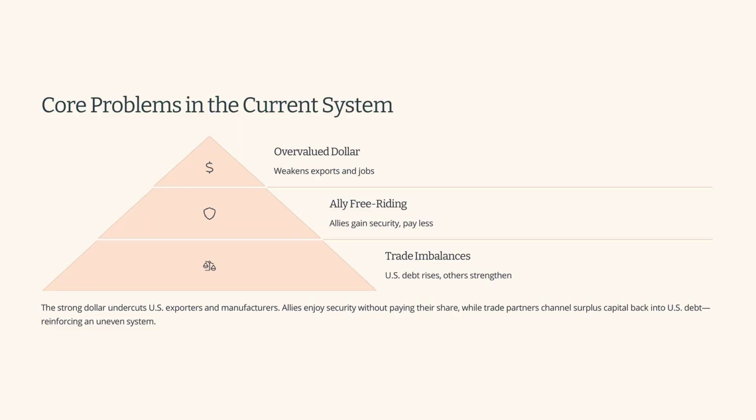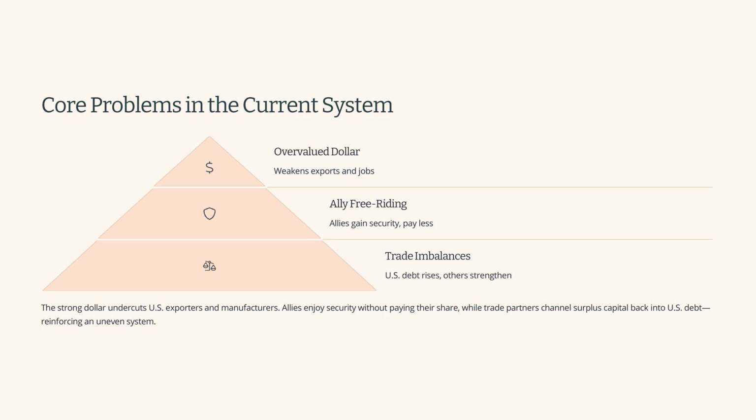This pyramid illustrates the core problems in the current system. At the top, we have the overvalued dollar, which weakens U.S. exports and jobs. In the middle, ally free riding allows allies to enjoy security without paying their fair share. At the base, trade imbalances lead to rising U.S. debt and the strengthening of other economies.